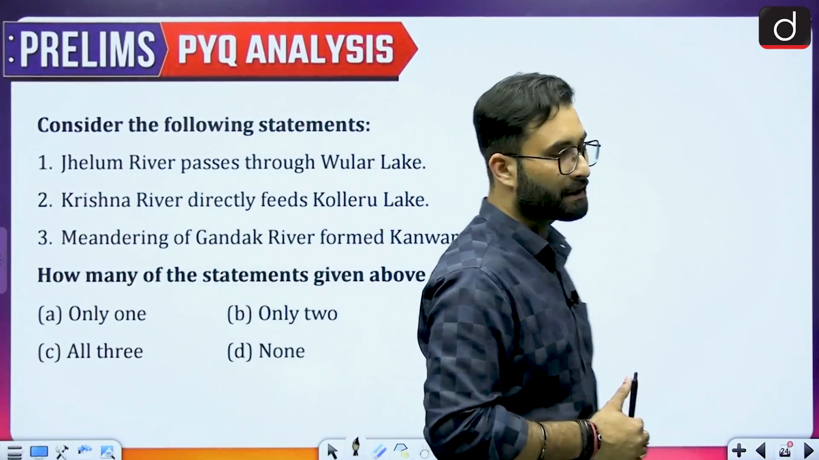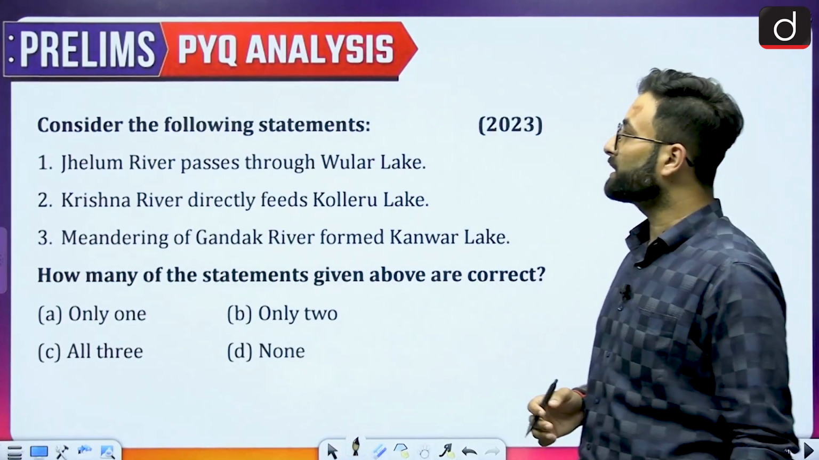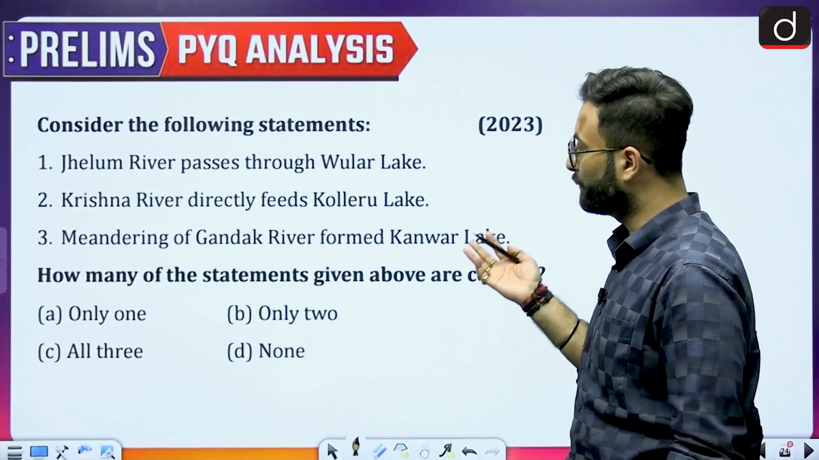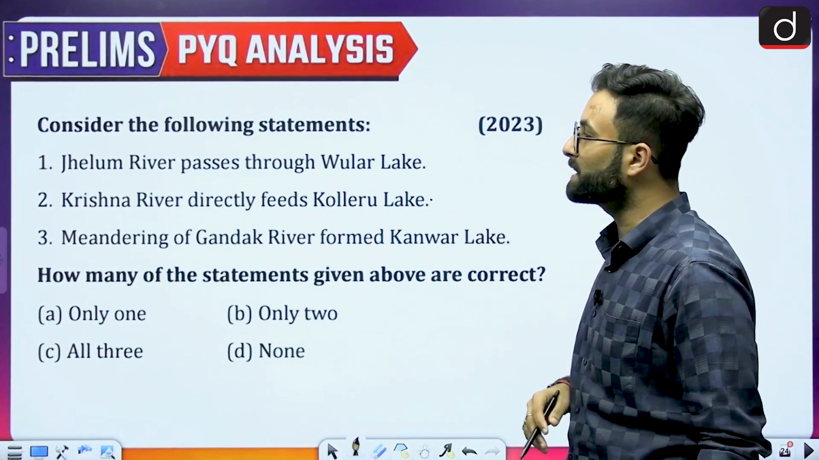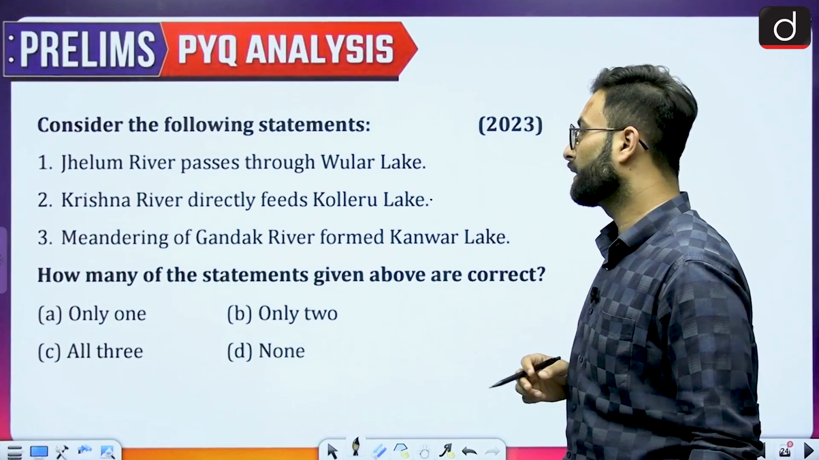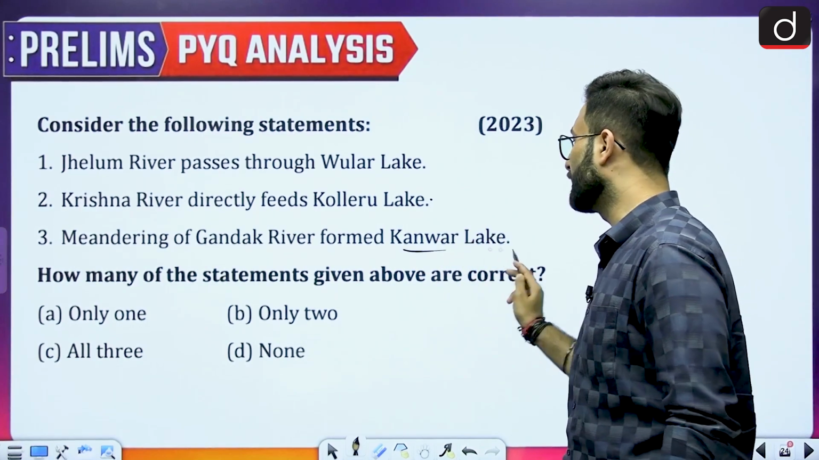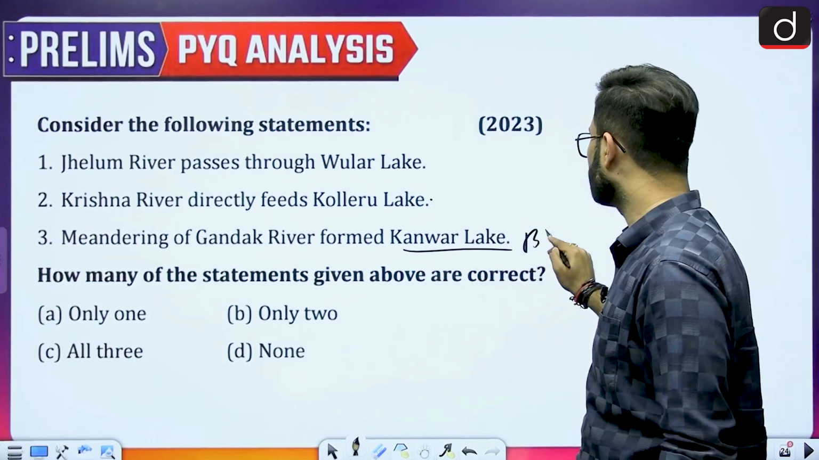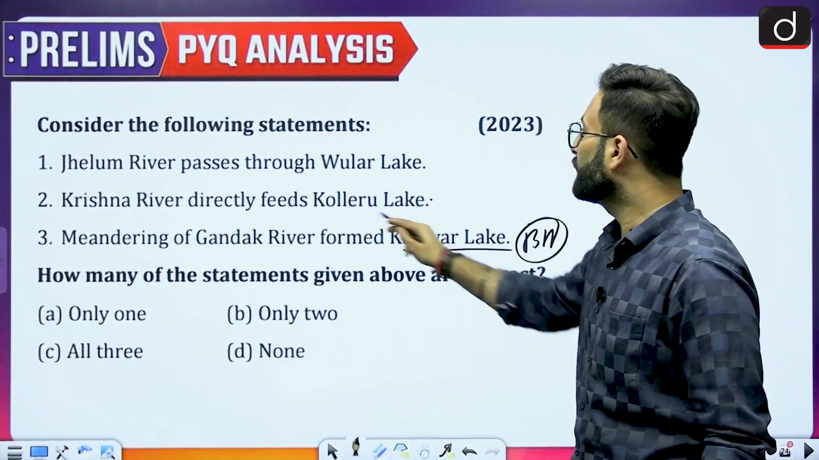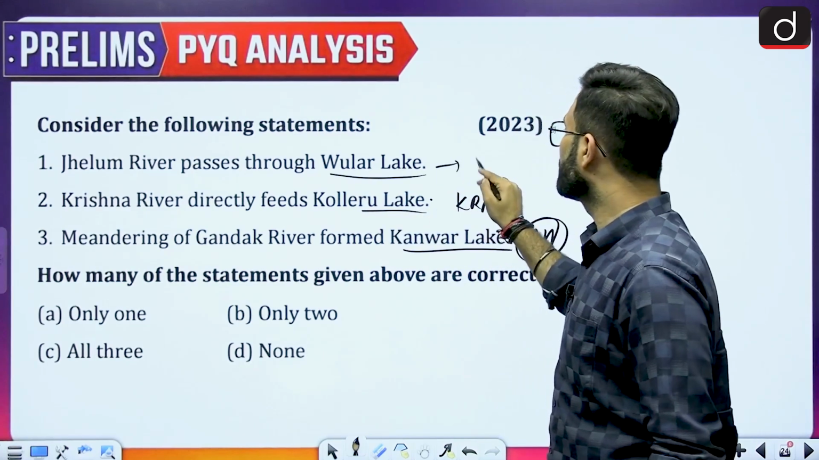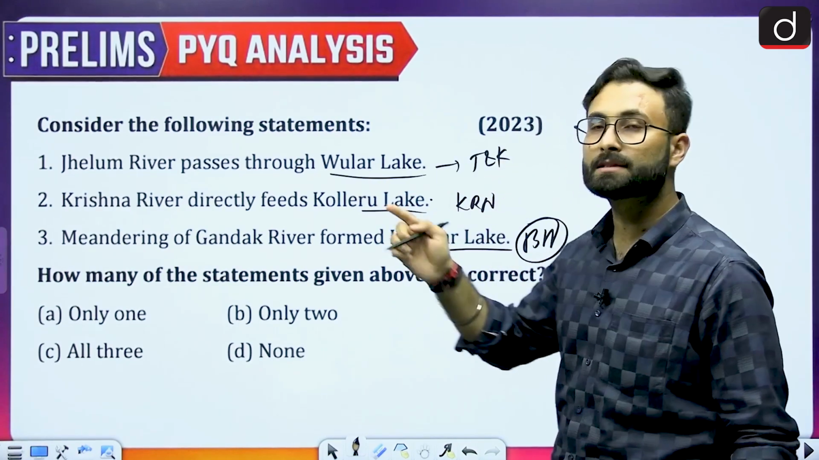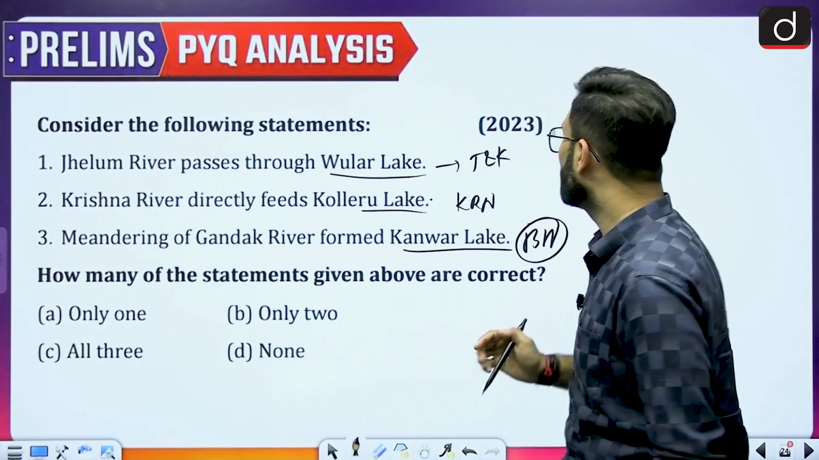Consider the following statements. Jhelum river passes through the Vular lake. Krishna river directly feeds the Koleru lake. And meandering of Gandak river forms Kanwar lake. Now Kanwar lake is in Bihar, Koleru lake is in Karnataka, and Vular Lake is in Jammu and Kashmir. That is why these three lakes become important for you.